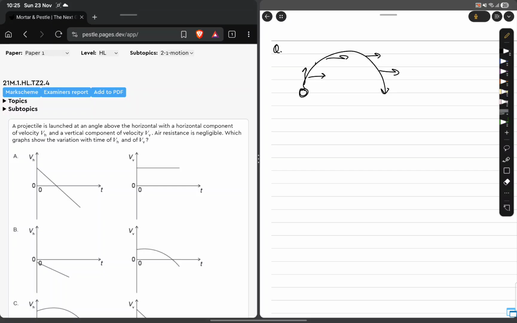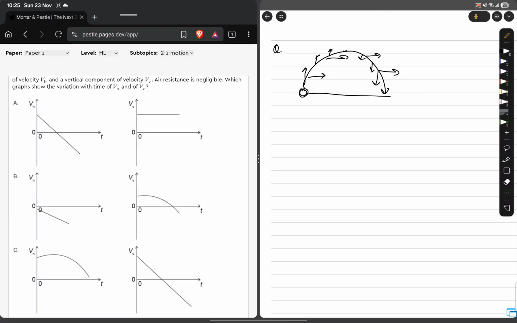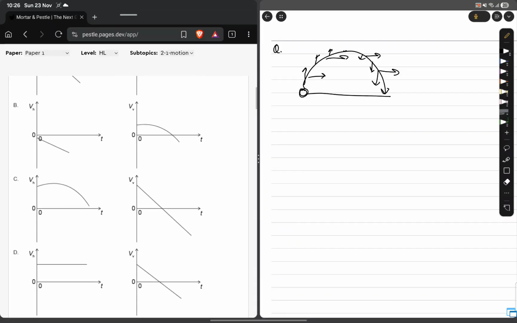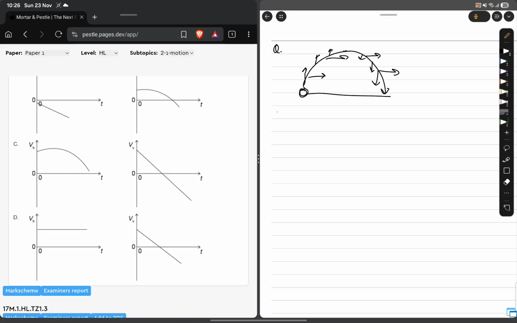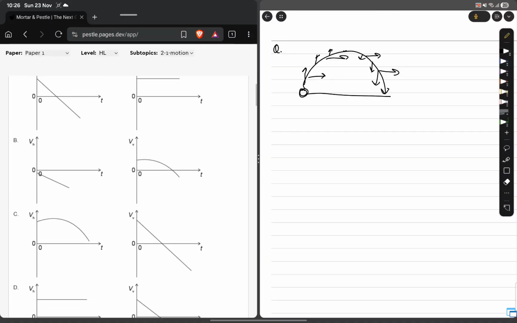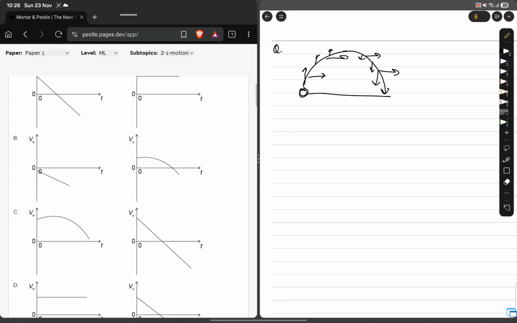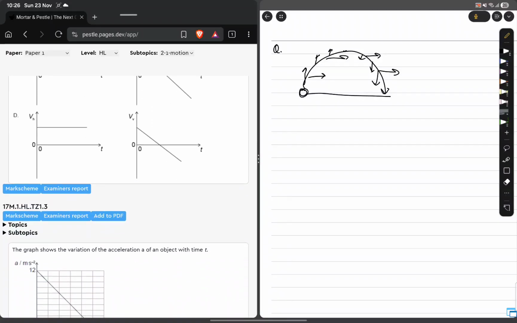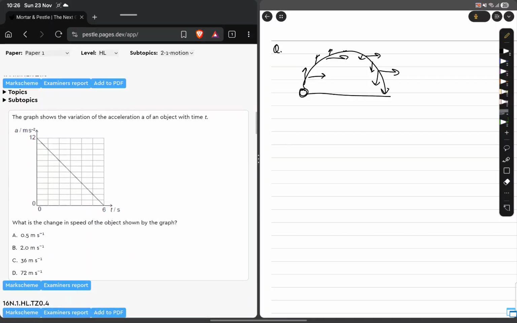This decreases to 0 and then increases negatively. Alrighty, so how can this be represented in a graph? Well, the horizontal component is VH and it has to be constant. Oh, well, that was easy. It's just D. None of the A, B, or C have a constant horizontal component. And we can see that in D as well, the vertical component starts at positive and then becomes negative, and in the middle it reaches 0.